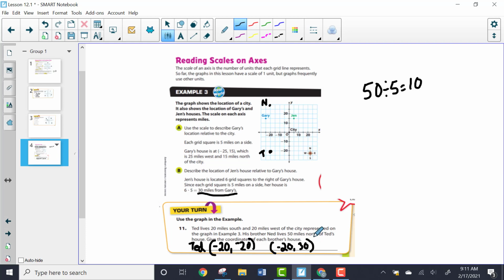Again, it is very important to understand the intervals that each coordinate plane has. It's very important to understand that so you can put your points correctly on the coordinate plane.